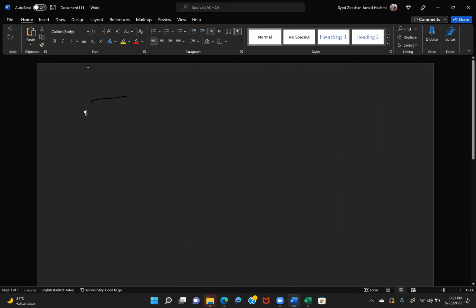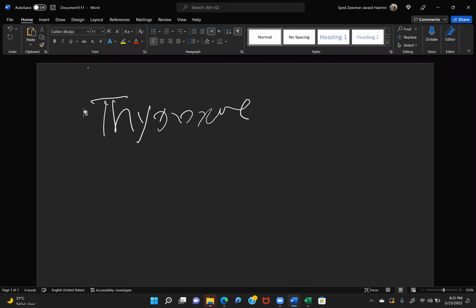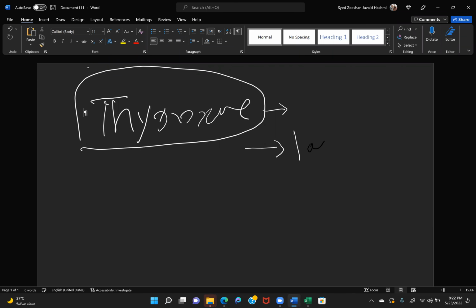Okay, and for hypothyroid, the patient is taking thyroxine. So you don't have to omit even a single dose. When the patient is taking thyroxine, the patient may become iatrogenic hyperthyroid. Okay.